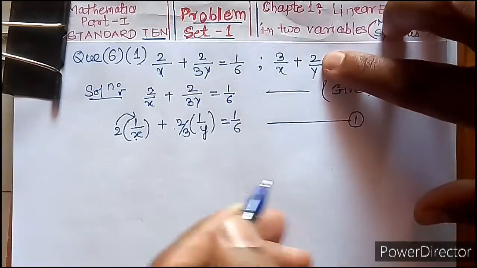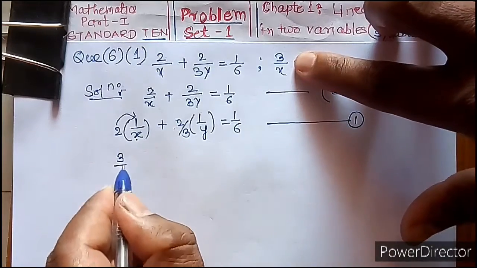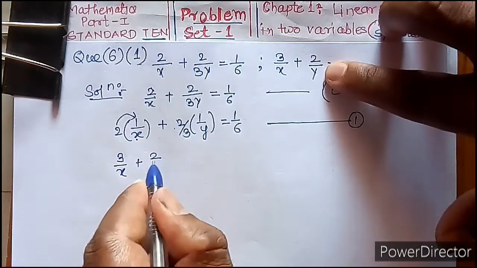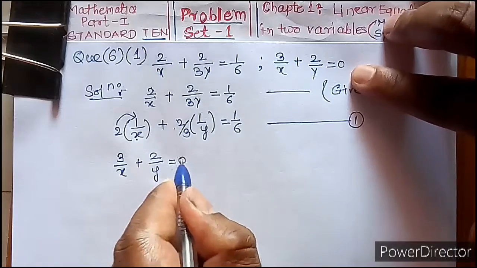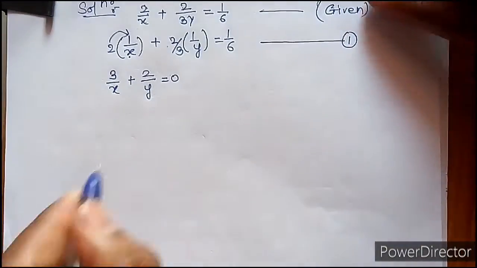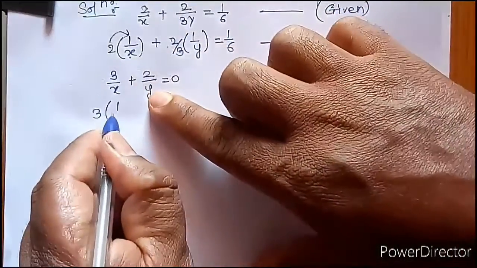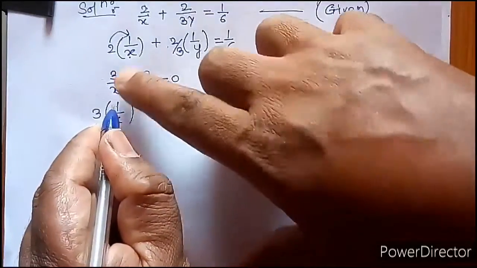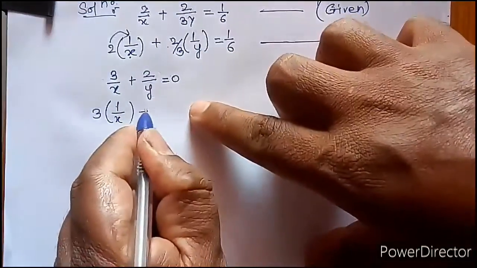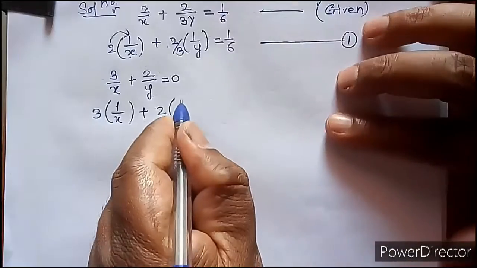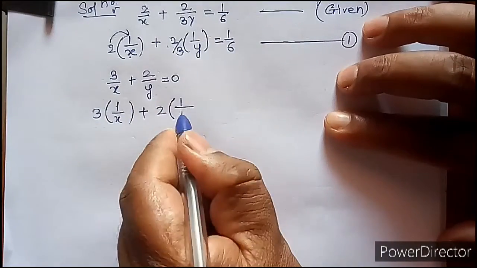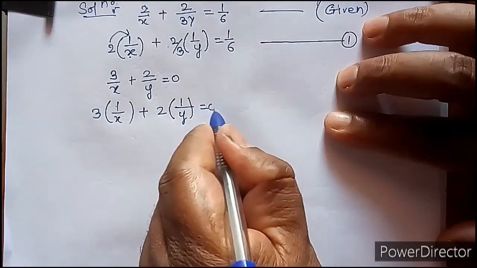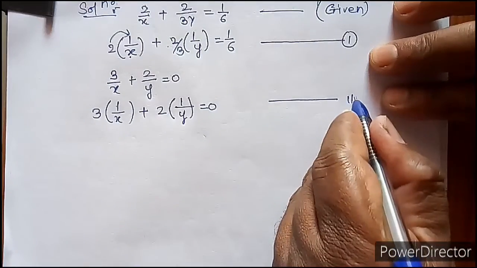Another given equation, write down here 3 by x plus 2 by y equals 0, which can be written as 3 into 1 by x, that is 3 into 1, that will be 3 divided by x, plus 2 by y can be written as 2 into 1 by y equals 0. Give it equation number 2.